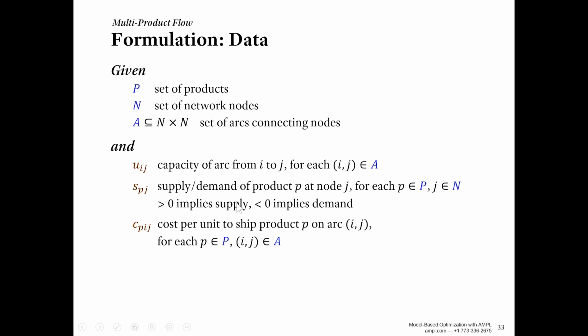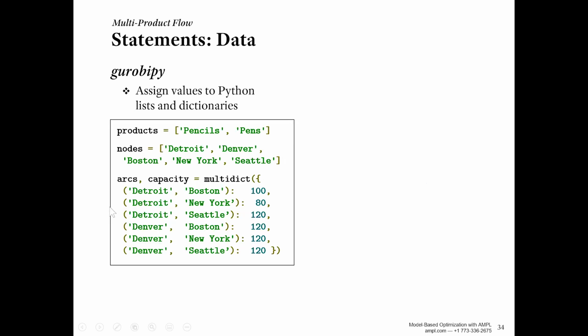And so remember the formulation. I said that we have a set of products and a set of network nodes and a set of node pairs that are the arcs. And we have three kinds of data: capacity, supplies or demands, and cost per unit of shipment. So in the modeling language, I'm going to have to specify all this data. And so let's contrast how the two languages do that.